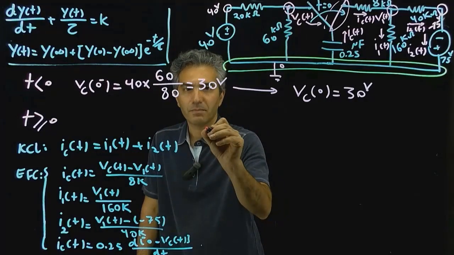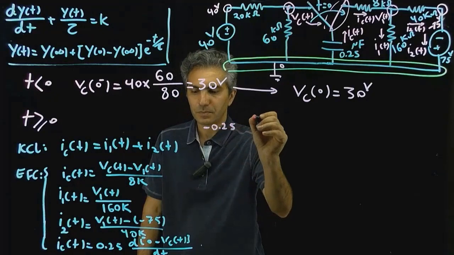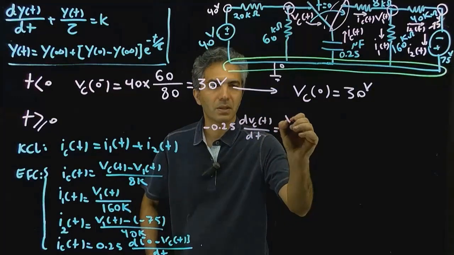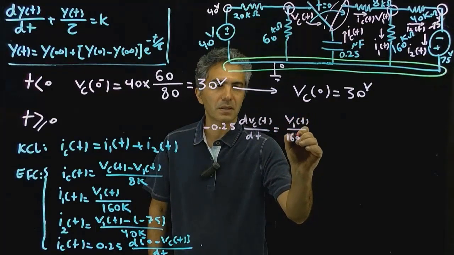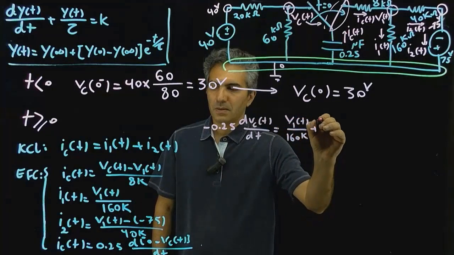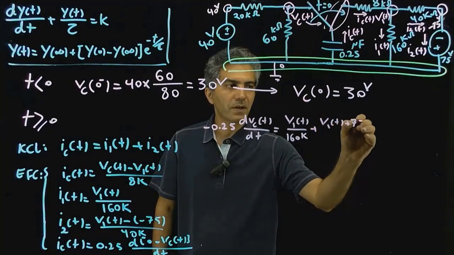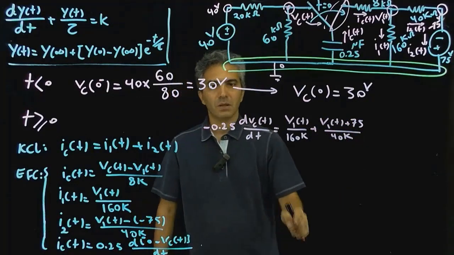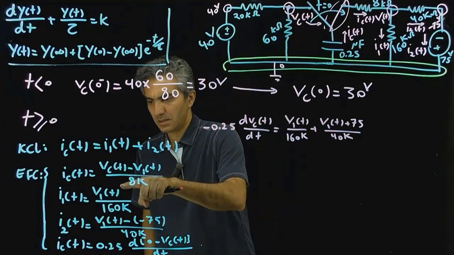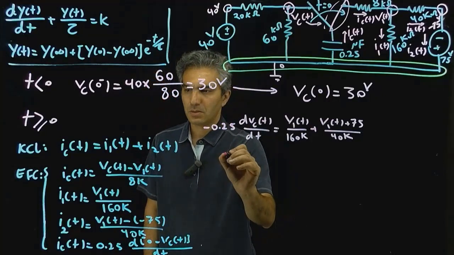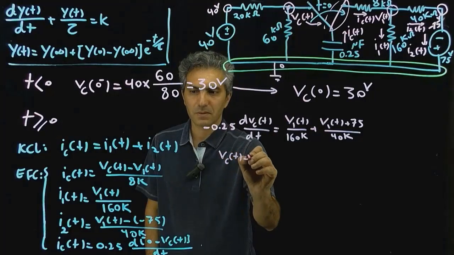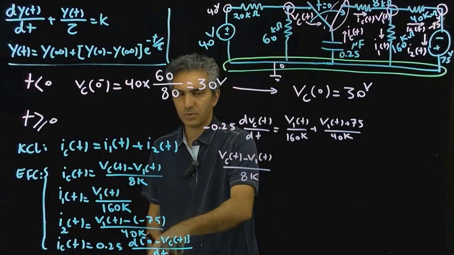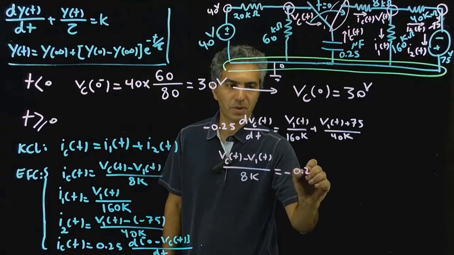So from that I have minus 0.25 dVCT/dt equal to V1T over 160K plus (V1T plus 75) over 40K. Then I can take these two and equate them to each other. So (VCT minus V1T) over 8K, that is equal to this. It's also equal to minus 0.25.